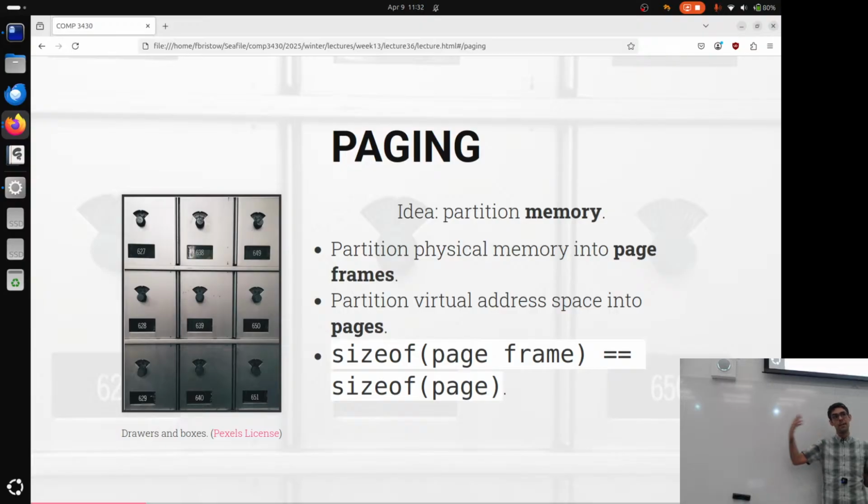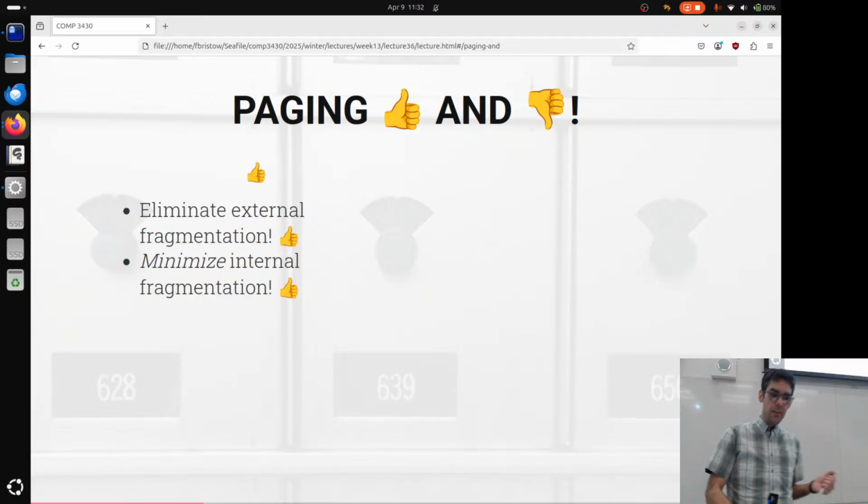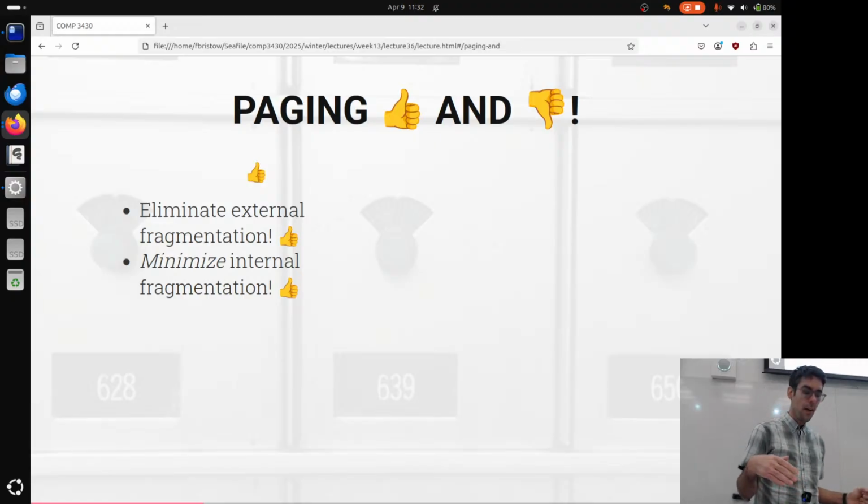We're either able to find a free spot or we are not able to find a free spot. We don't have to search for something that's big enough to fit the request that we're trying to make. Paging is good because it does eliminate external fragmentation. Again, we can use allocation structures. We can use a bitmap to say this page is free, you can use it, or this page is not free, you can't use it. But you don't have to find a page that's big enough because all page frames are exactly the same size and all pages are exactly the same size.